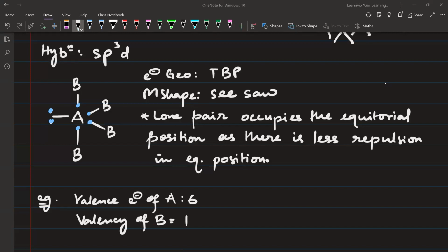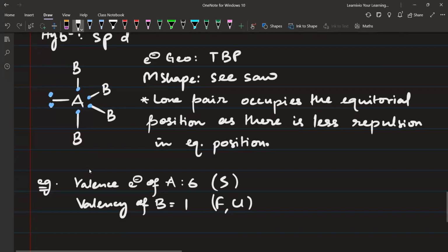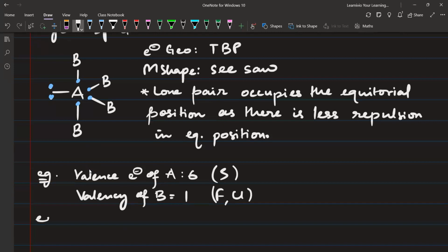Can you suggest an element? Oxygen. Can oxygen make 4 bonds, 8 electrons, 9, 10? Can oxygen hold 10 electrons? 4 bonds and 1 lone pair means no. So we will go to the next one. Which one? Sulfur. Very good. And for valency 1, you can have fluorine. A very common example for this is SF4.